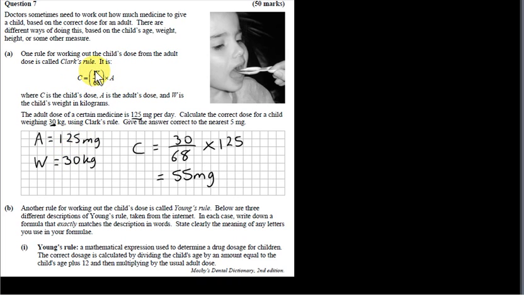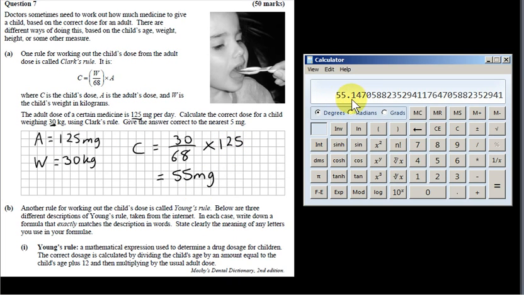So C equals W, which is 30 divided by 68, and this fraction is multiplied by A, which is 125 milligrams. Now, if we do that calculation, the value we actually get is 55.147. We have to round this number to the nearest 5 milligrams. So we want to see, is it closer to 55 or 60? Well, it's obviously closer to 55.